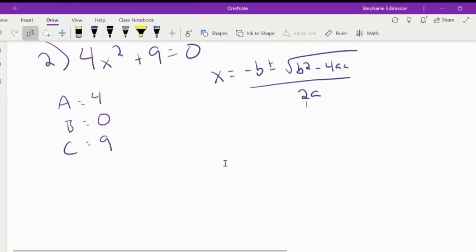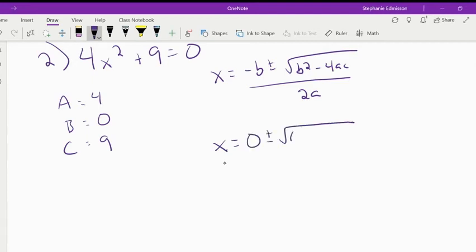So then we plug in our numbers for our variables, and we say x equals -0, which is just 0, plus or minus square root of 0 squared. Notice I still put it in parentheses. Always put your b in parentheses right there. Minus 4 times 4 times 9, all over 2 times 4.